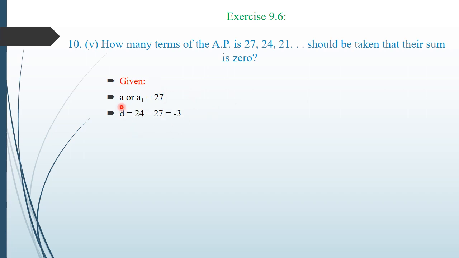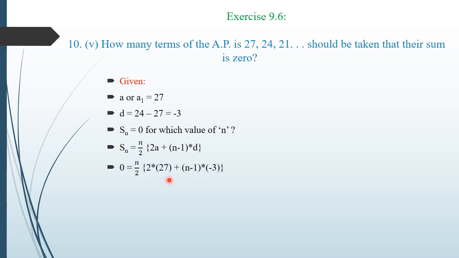The first term is given to us, a or a1, that is equal to 27, and the common difference d we can find using a2 minus a1, that is 24 minus 27 equal to minus 3, and Sn is equal to 0, for which value of n we need to find. Again applying the same formula, Sn equal to n by 2 into 2a plus n minus 1 into d, substituting 0 for Sn because he has mentioned that it is going to be equal to 0. N by 2 I'll keep as it is. 2 into, in place of a I'll substitute 27, plus n minus 1 I'll keep as it is. In place of d I'll substitute minus 3.